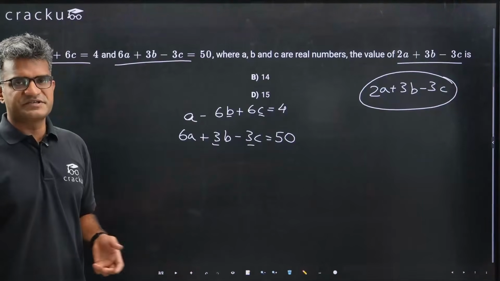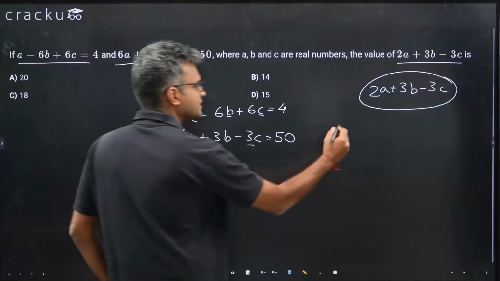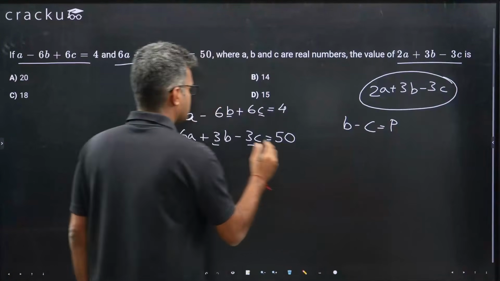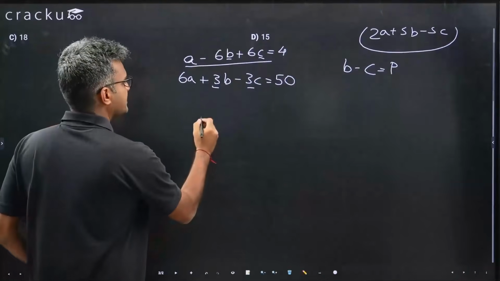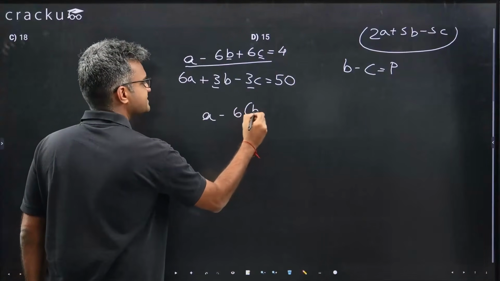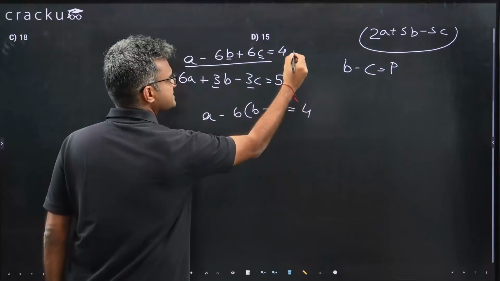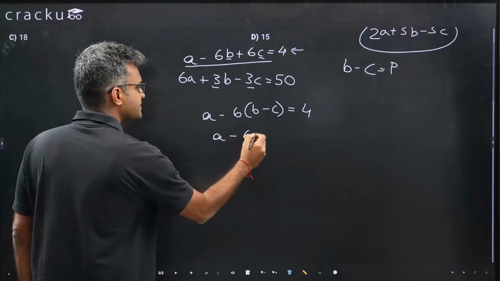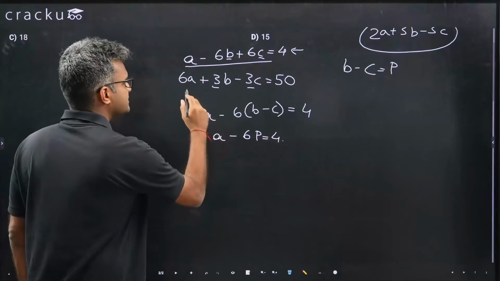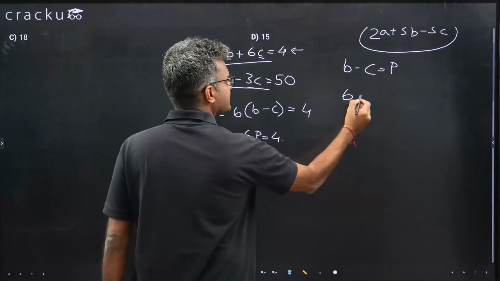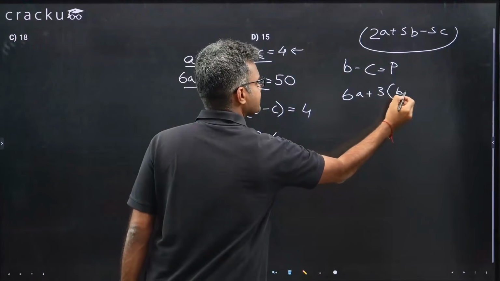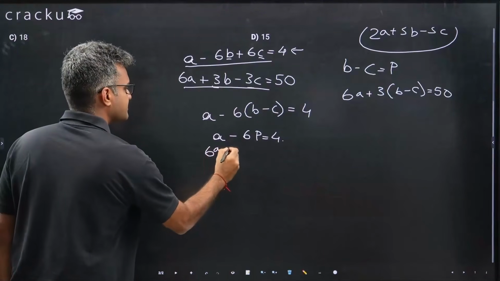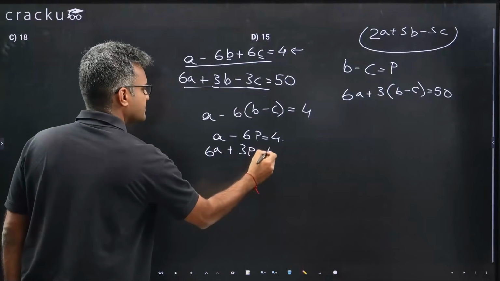So if you find this kind of an equation, you can use a simple trick, which is that you assume that b minus c is a variable, say p. So this is simply equal to a minus 6 times b minus c is equal to 4. This is just the first equation. We are assuming that b minus c is equal to p. So we have a minus 6p is equal to 4. The second equation is 6a plus 3 times b minus c is equal to 50. That is 6a plus 3p is equal to 50.